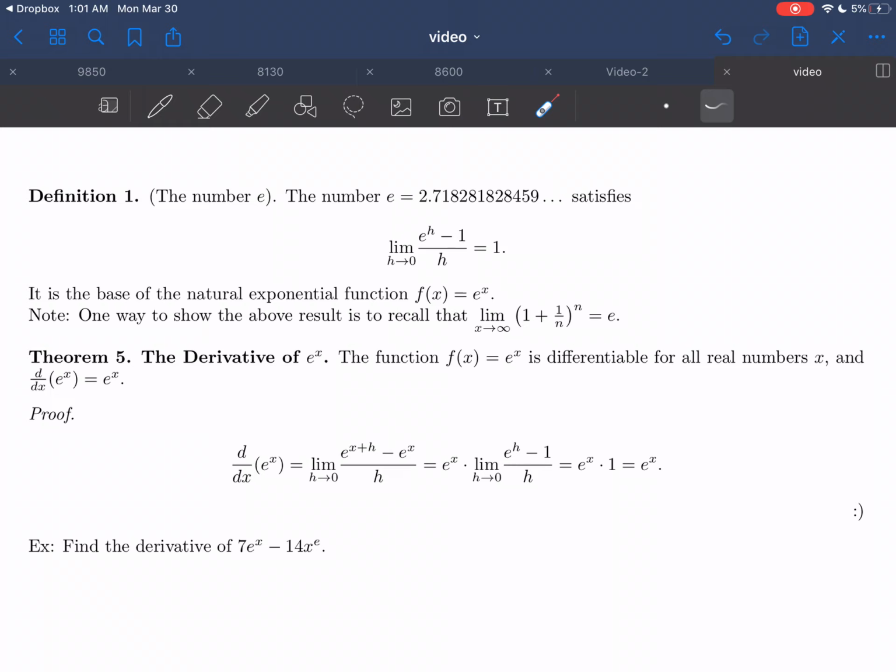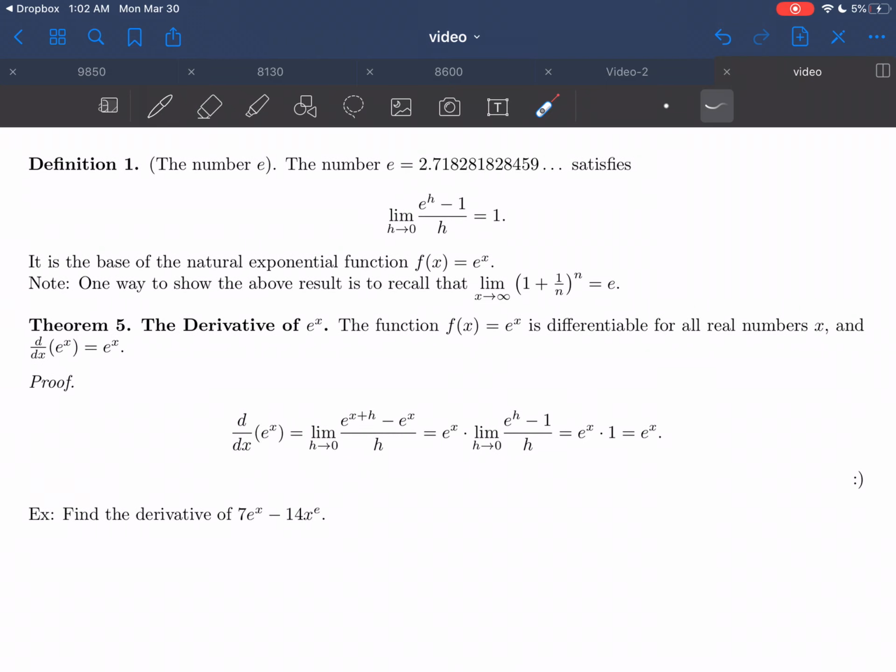So our derivative of e to the x. Remember, e is just a number, so the derivative of e would be 0. But e to the x is a function. If e to the x is a function, it's differentiable for all real numbers x, and in fact, the derivative is itself.